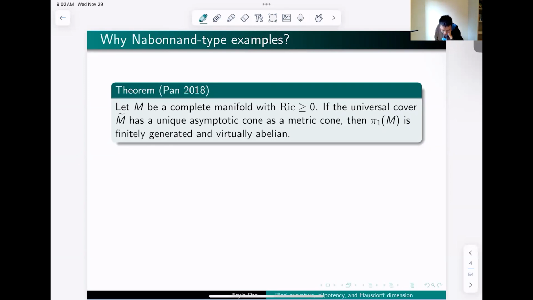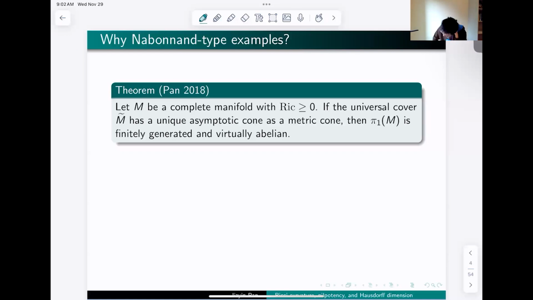This is one of the results from my thesis work. Let's say I have a complete Riemannian manifold of non-negative Ricci curvature, and I assume that the universal covering has a unique asymptotic cone as a metric cone. In particular, if you have a manifold of, say, non-negative sectional curvature, this property is always satisfied. Under these conditions, the result is that the fundamental group is always finitely generated and virtually abelian.